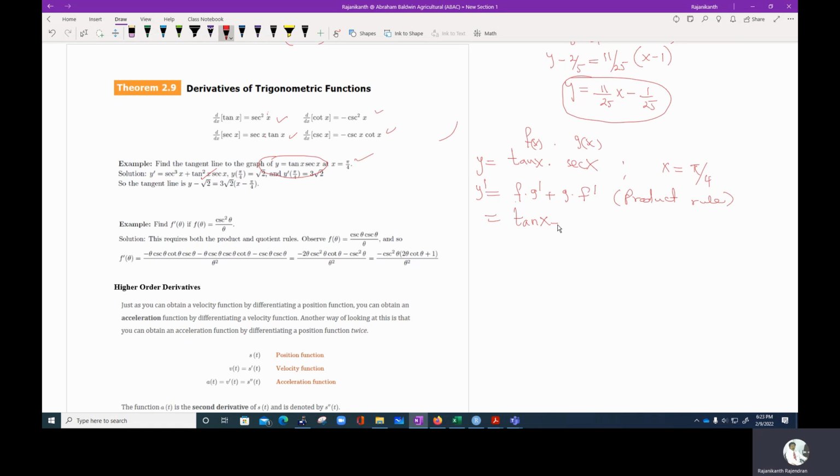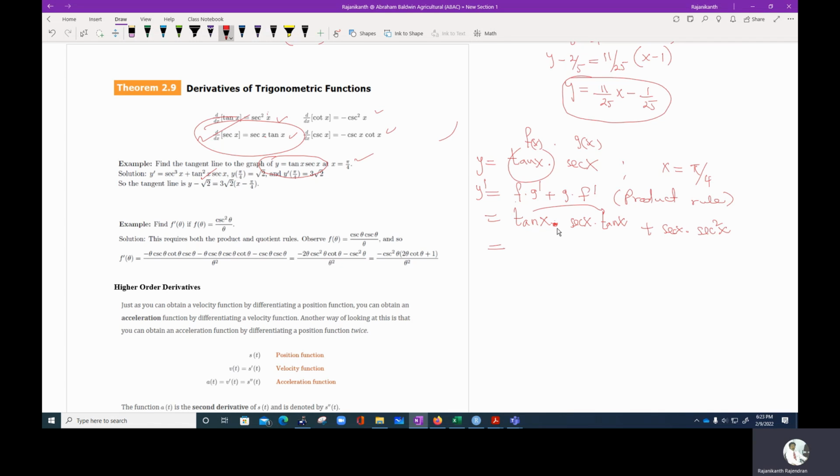Okay, plus g times g prime. The g function is secant x, and the derivative of secant x is nothing but secant x times tangent x. Then plus g times f prime, where the g function is again secant x, and f prime is the derivative of tangent, which is secant squared. Isn't that right?